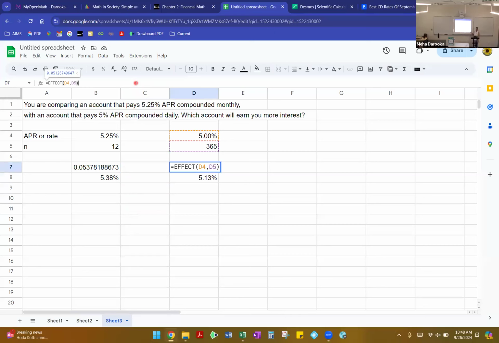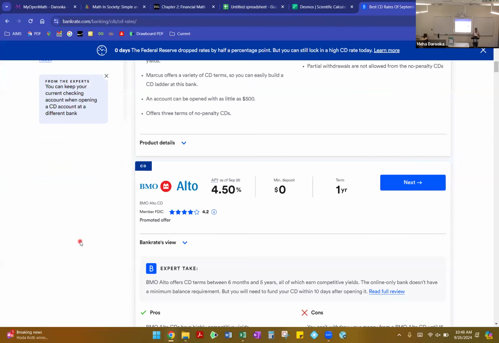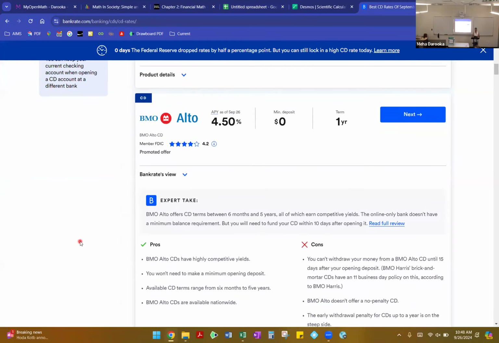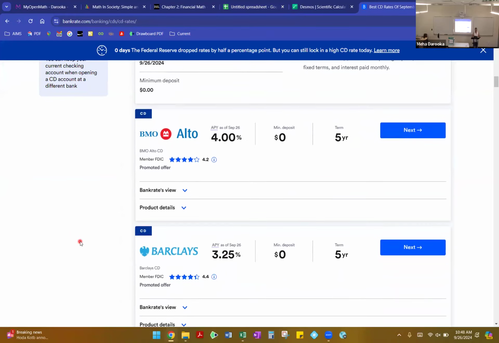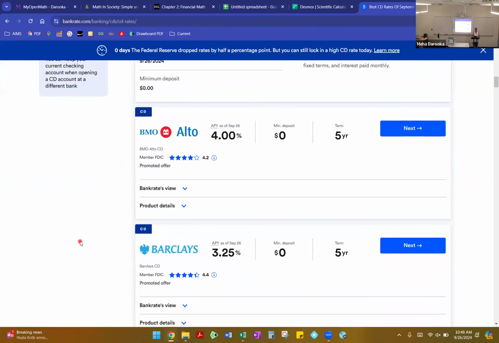So now we can choose and we can say, okay, I think I want to invest in the 5.38% APY account because that's going to give me slightly better. And this is kind of what we're doing over here, right? When we're looking at this website to see which CD is giving us a good interest rate. So you can see, would you go with a 4.5% or would you go with a 4% or a 3.25?